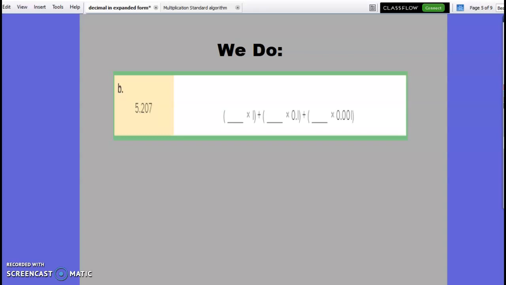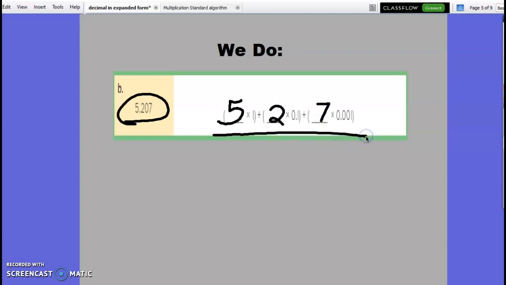So we have 5 and 207,000. Again, checking your work to make sure that you did it. So you should have 5 ones, you have 2 tenths, and you have 7 hundredths. So this example skipped that 100,000ths.